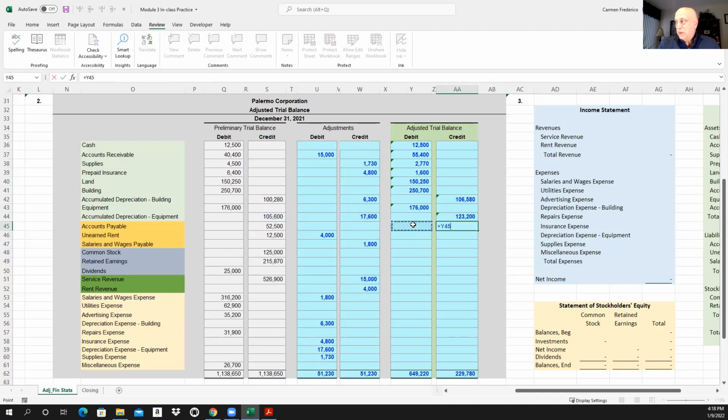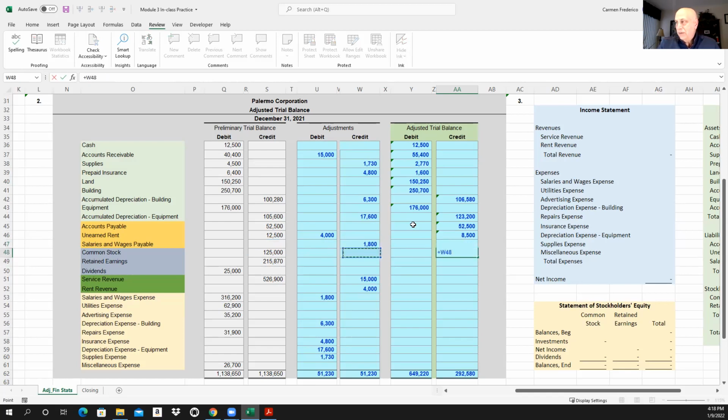We made no adjustments to accounts payable. We did make an adjustment to unearned rent. We had $12,500, but we debited $4,000. Our new balance is $8,500. Okay, and then salaries and wages payable, we had no balance, but we did credit $1,800 to accrue those last 2 days of the period. So now we have a balance of $1,800.